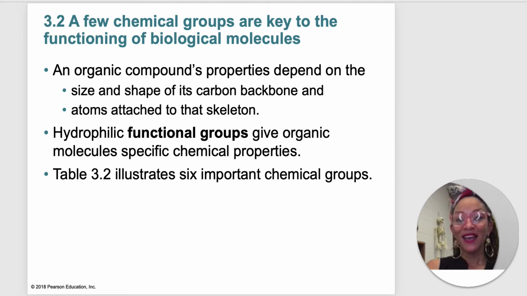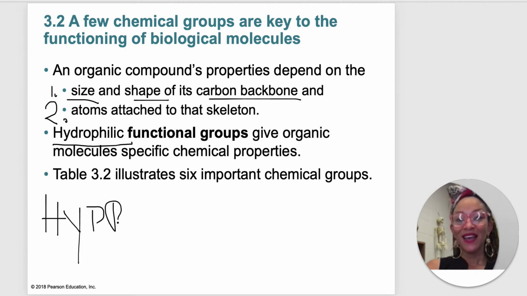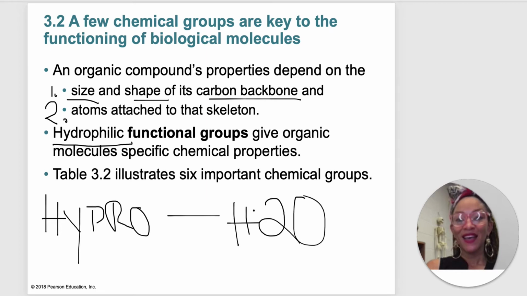All right, so a few chemical groups are key to the functioning of biological molecules. An organic compound's properties depend on, number 1, the size and shape of that carbon backbone. And then the different atoms that are attached to that backbone. So things that are hydrophilic, so hydro, referring to water. Let me put hydro right here. Water, H2O, right? And then philic, P-H-I-L-I-C, I'll draw that in.